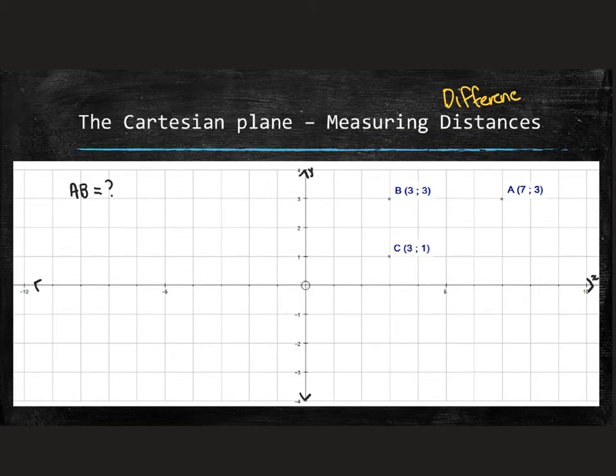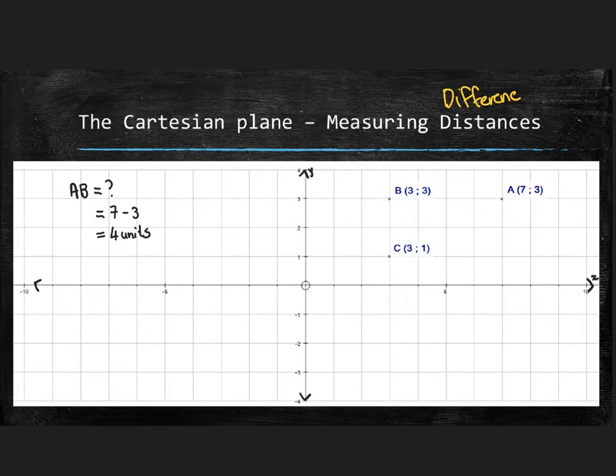subtraction. I could say that the bigger number, 7, minus the smaller number, 3, gives me 4. So AB would be saying that I had 7 on the x, I took away the 3 where I started, and so therefore I am 4 units away. And your units would be described in the question. But the distance from A to B would be 4.